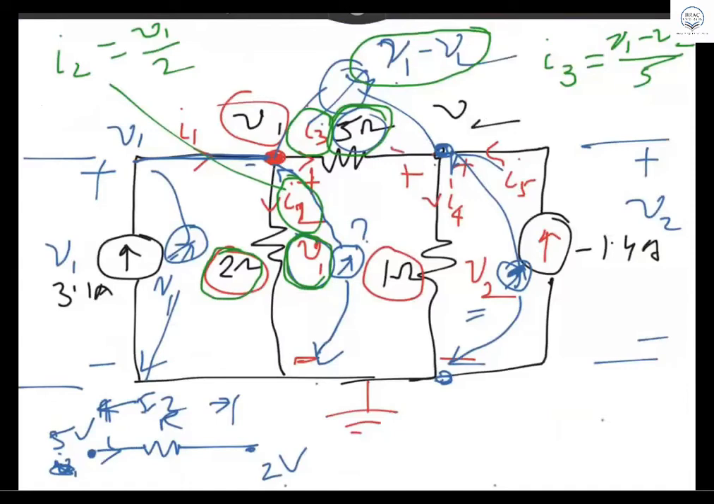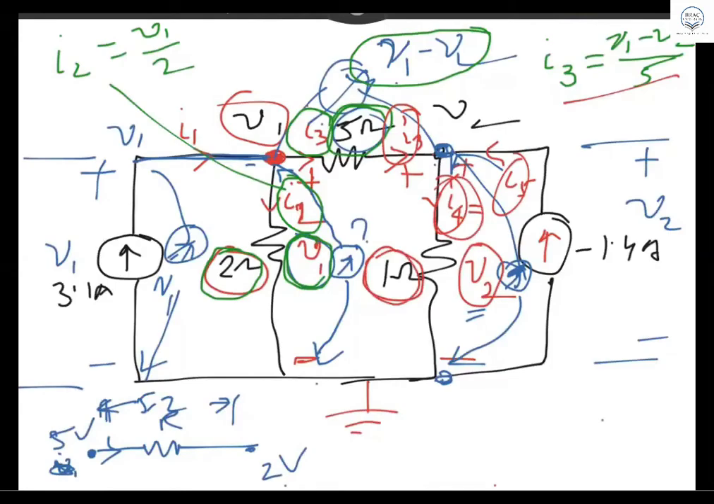This is your I3, this is I4, and these are the three currents. You have seen these three currents' addition, and then V1 minus V2 divided by 5 is I3. I4 equals V2 divided by 1. You all understand it. So we better jump to the next slide and we can write the equation.